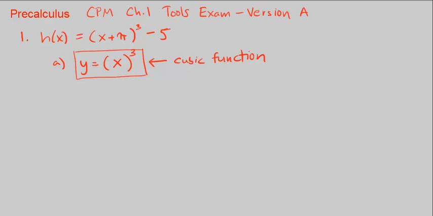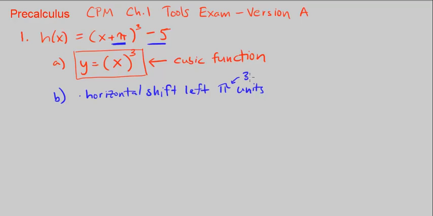Okay, so let's go on to part B. Part B asks, describe the transformations from the parent graph. Okay, so we have to describe the transformations from the parent graph x cubed. So we know in the parentheses, in the argument, that plus pi means horizontal shift left. How many units? Pi units. If you're not happy with saying pi units, you could say approximately 3.14 units.